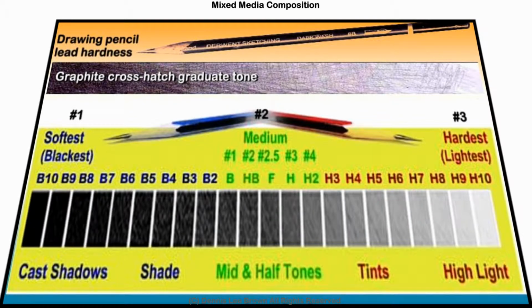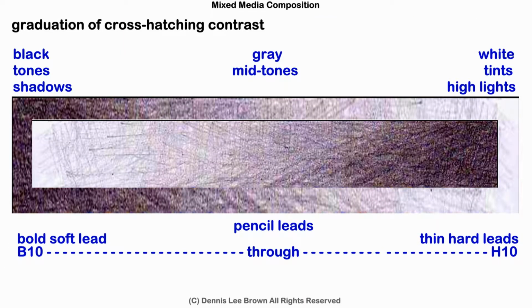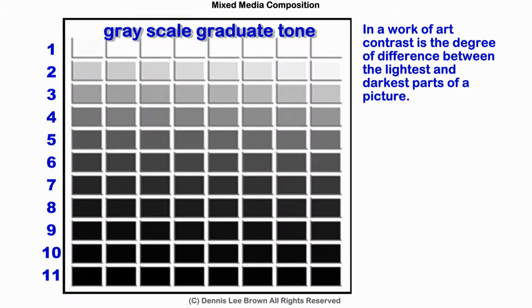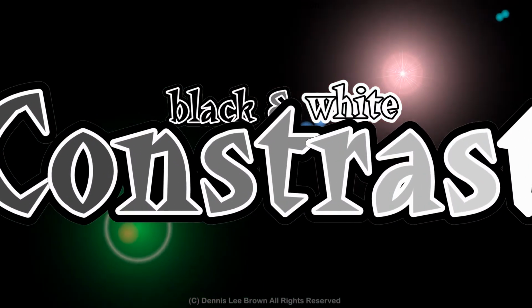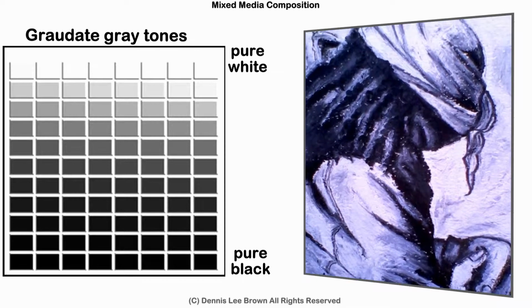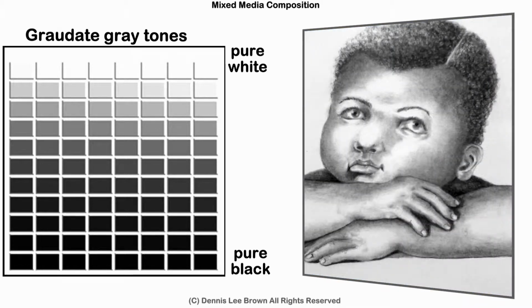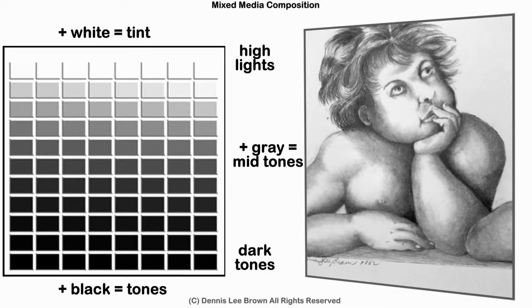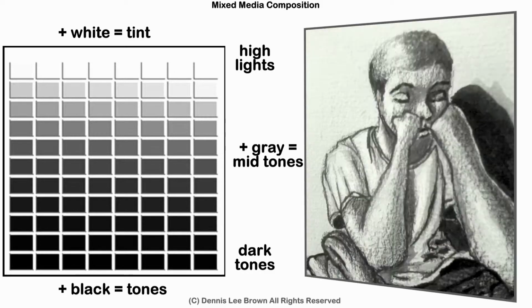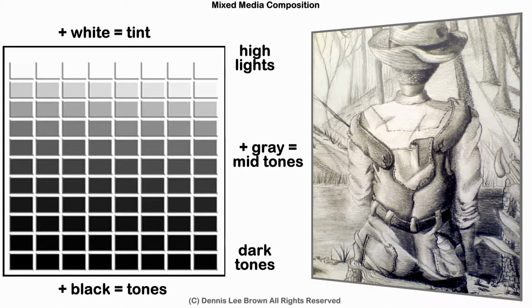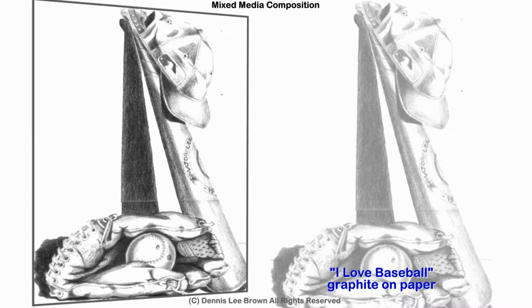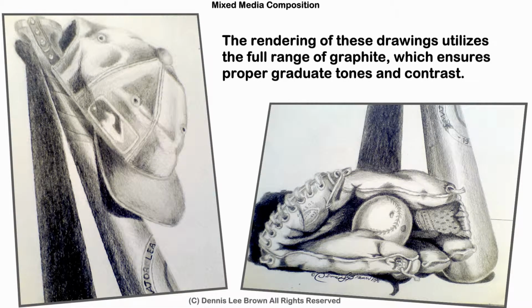Lead hardness: 1 is the softest, 2 medium, and 3 the hardest. First, let's examine the graduated tones of the grayscale. Contrast: graduated gray tones range from pure white to pure black. Plus white equals tints, with your highlights; plus gray equals midtones; plus black equals dark tones. A high quality drawing will utilize a full range of all the leads and the spectrum.